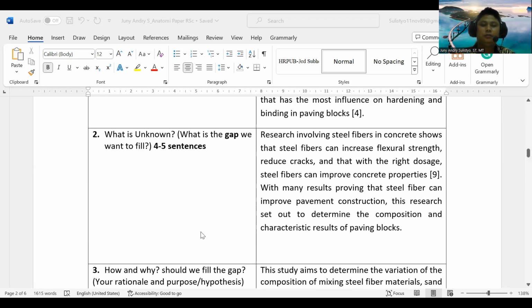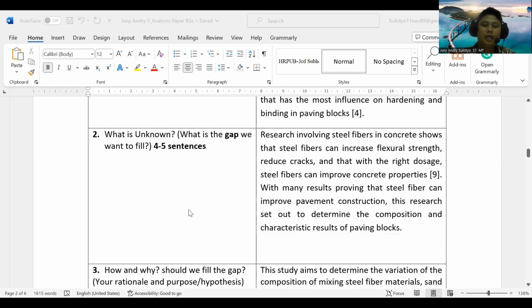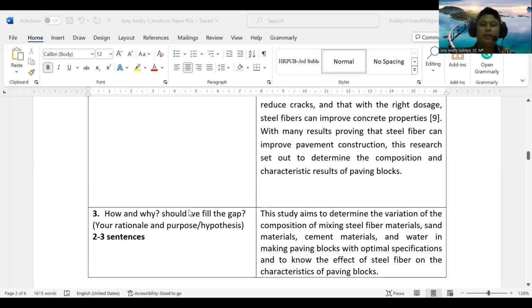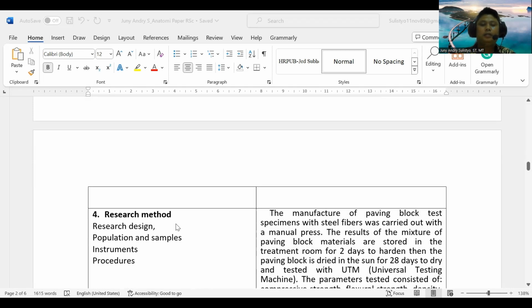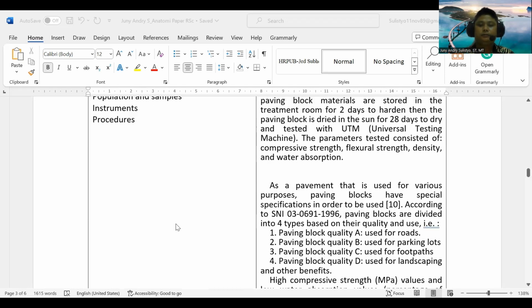It consists of what is known, what is unknown, how and where to solve the gap, and the research methods. We can explain the manufacturing of the paving block test specimens with steel fiber carried out by manual press, and the research methods consist of the research design, population, and sample instrument for research.